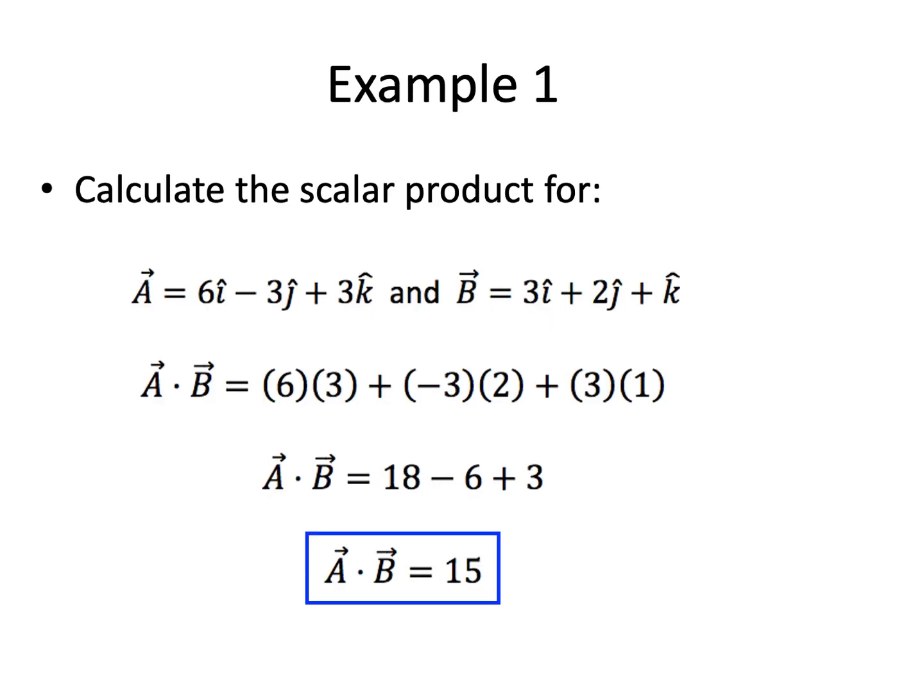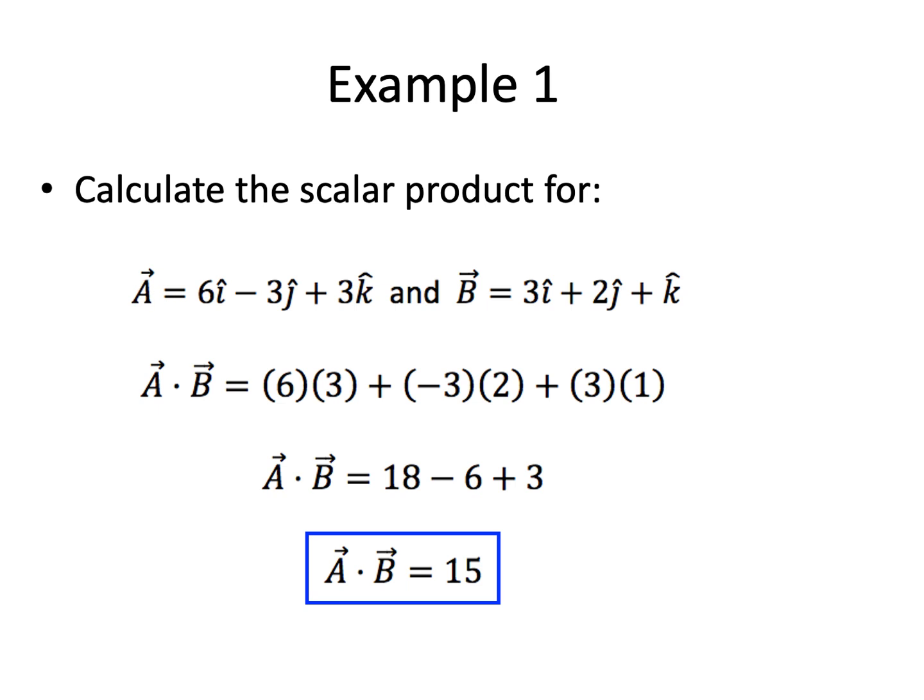Here's our first example. We have to calculate the scalar product for two vectors. We've got vector A, which is 6i hat minus 3j hat plus 3k hat. We've got a vector B, which is 3i hat plus 2j hat plus k hat. And so we want to take the scalar product of A and B. So how do we do that?